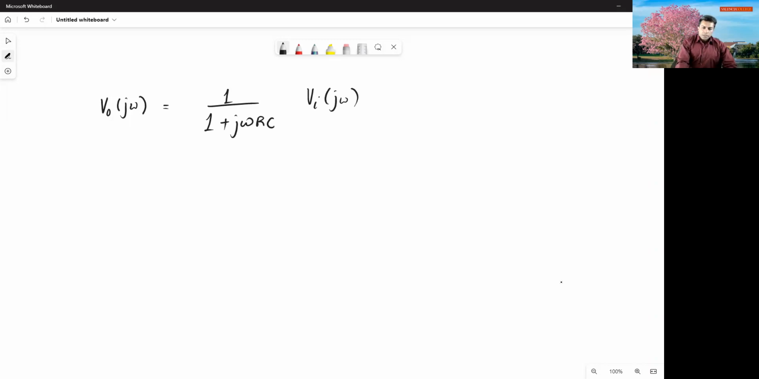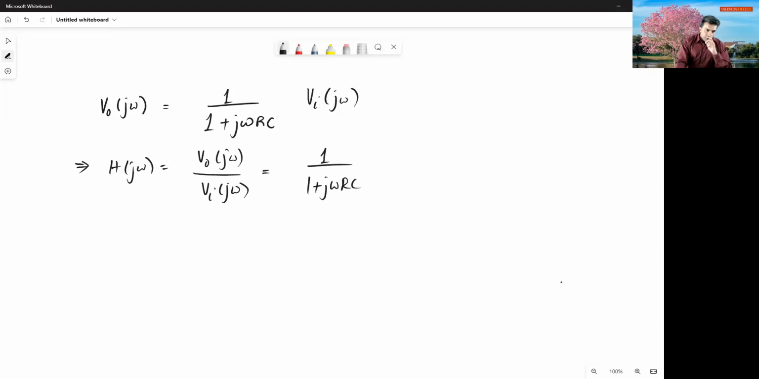Now, the transfer function from the input and output relationship can simply be given by H of j omega. H of j omega is the ratio between the output and the input. And output is a complex number, input is a complex number, generally given in polar form. Input is usually given in polar form. And that is equal to 1 over 1 plus j omega rc.